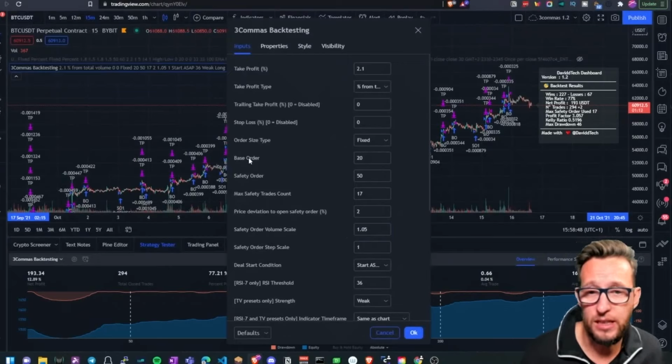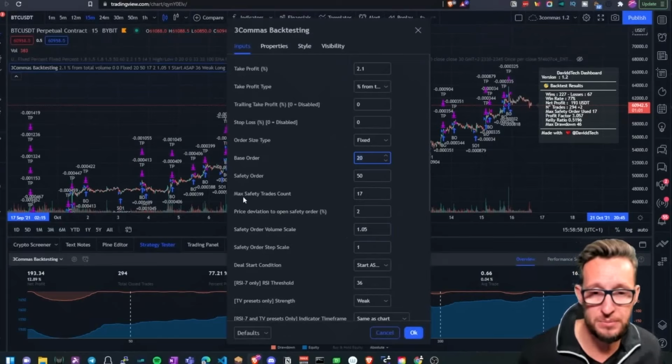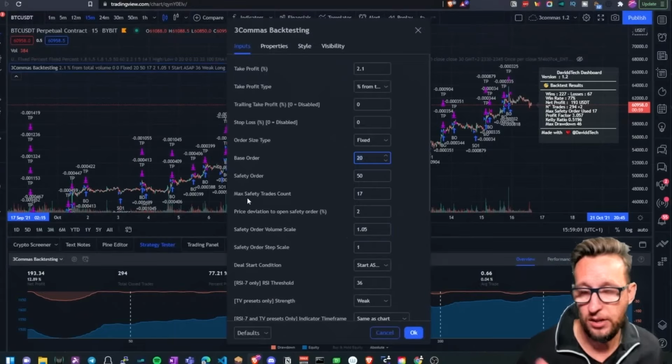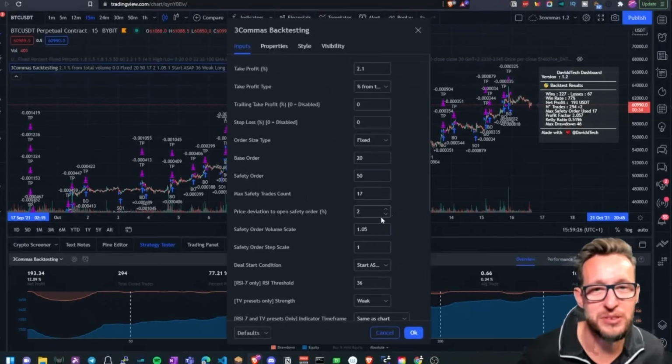Other things that I tested was taking up the base order to $25. The problem with that is that we'd have to increase the number of safety orders. I've worked out that 16 seems to be the maximum number of safety orders that are ever activated for the period of 3 months. Maximum safety count, that's right. Deviation from the main order was 2%. Now if you take this up slightly, you can decrease the number of safety bots that are used, but you're also going to decrease your net profit. So 2 seems to be the sweet spot as well.